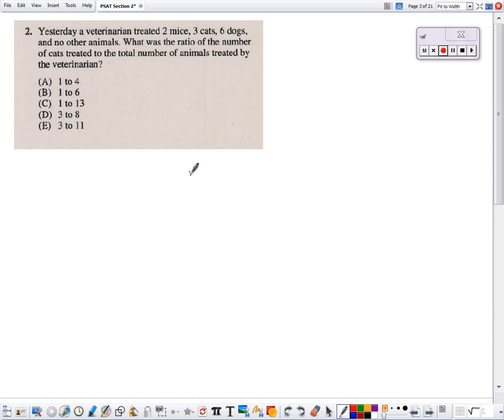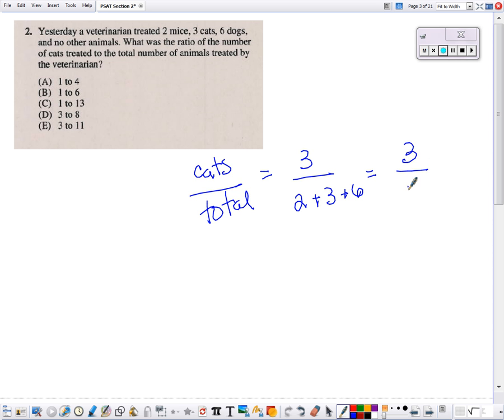So a ratio is the number that you want out of the total. So we're going to do cats out of total. So there's 3 cats. In total there's 2 mice plus 3 cats plus 6 dogs. So when we add up 2 plus 3 plus 6 we get 11. So that is 3 to 11.